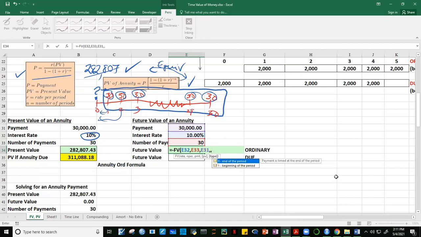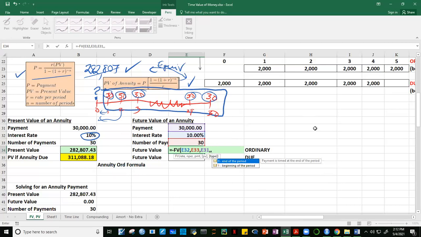Okay, take note, guys, ha? Yung 282 na to, equivalent to dun sa 30,000 per year. Annuity. So, hindi ko nilalagay itong 282 kasi ang sinasabi mo, may 30,000 ka na, meron ka pang 282 sa simula. Hindi ganun, guys, di ba? Meron ka lang 30,000 na annuity for 30 years or meron kang 282,807 ngayon. Hindi yan parehong meron mo. I hope that's clear, guys.